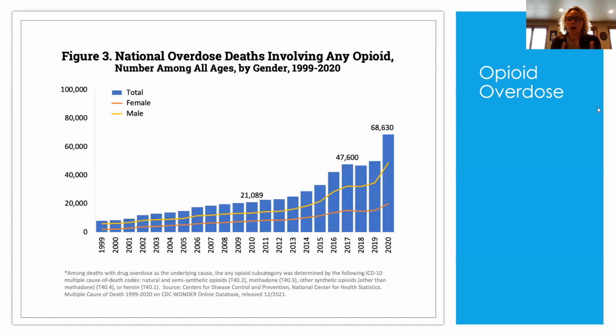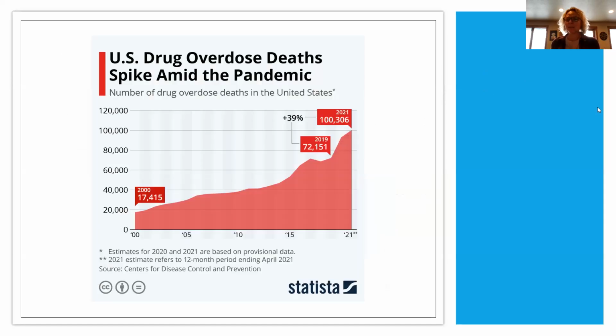So when we talk about all opioids from 1999 until 2020, you can see in 1999 we were less than 10,000. Now we're at 68,000 people in 2020. And again, of course, the pandemic we all know was not kind to mental health or substance use. But if you look at this from 2019 to 2021, we saw a 39% increase in all drug overdose deaths.